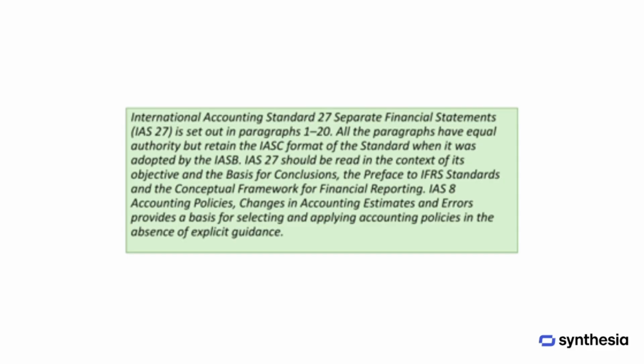IAS 27, which covers separate financial statements, is organized into 20 paragraphs, all of which hold equal importance. The standard keeps the original format from when it was adopted. To fully understand IAS 27, it should be considered alongside its objectives, the underlying reasons for its conclusions, and other key IFRS materials like the conceptual framework for financial reporting. When there is no clear guidance in IAS 27, IAS 8 provides a framework for choosing and applying accounting policies.